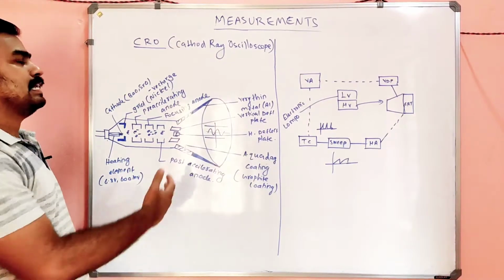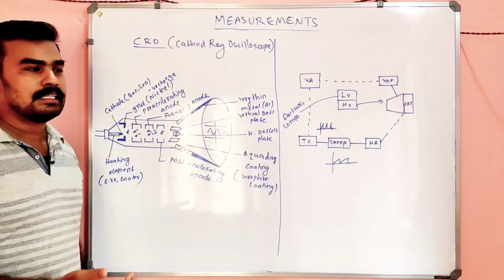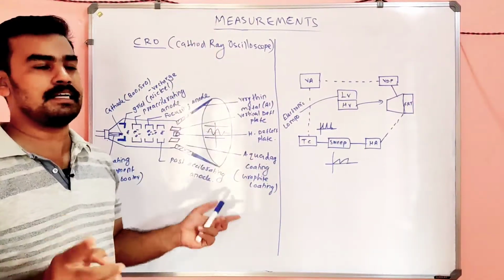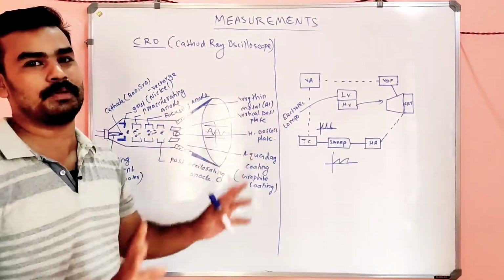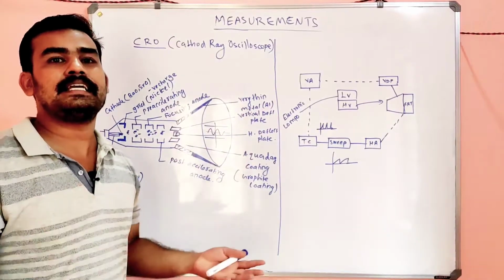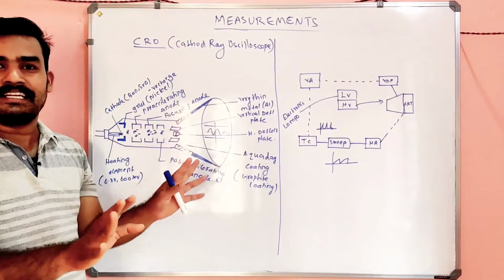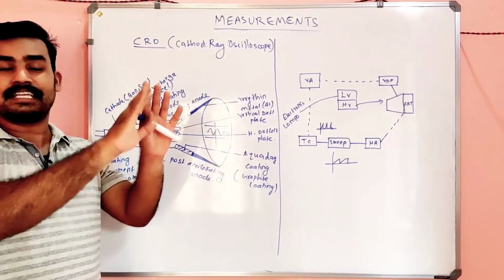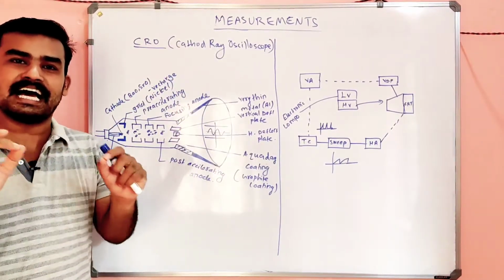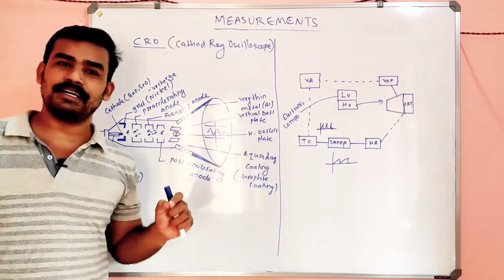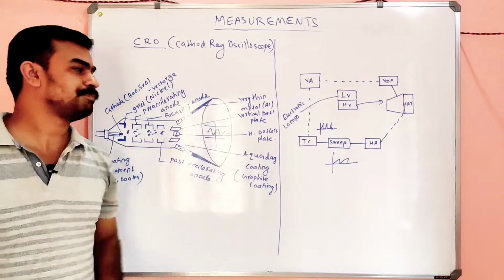A CR oscilloscope means that a CRT is utilized to measure some signal, and it is called a cathode ray oscilloscope. The basic thing is simply a CRT, that's all. The screen of the television is called a CRT. That is why the name CRT monitor. Did you hear that name? CRT monitor.